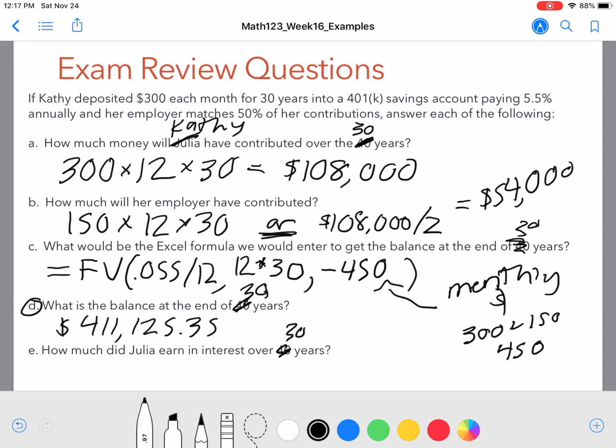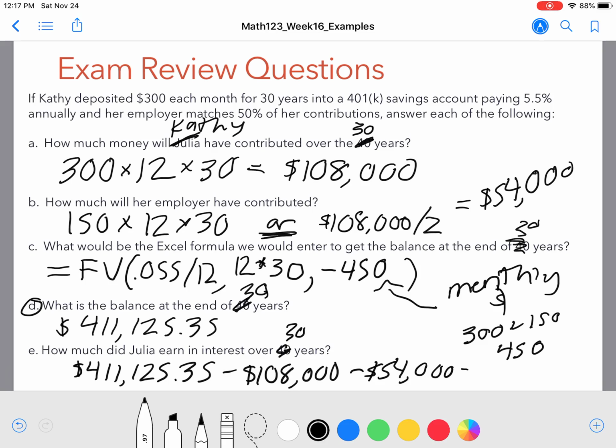So then how much did she earn in interest? So what we need to do is we need to take the total amount that she has in her account. All right, that is her balance. And then we take away all the money that she put in, which was $108,000. And then we also take away the amount that her company put in. Because the idea is it's asking how much interest. When you look at the total amount that's in the account, the 411K, basically it comes from two places. There's interest, and then there's contributions.